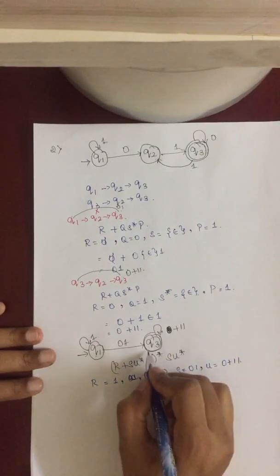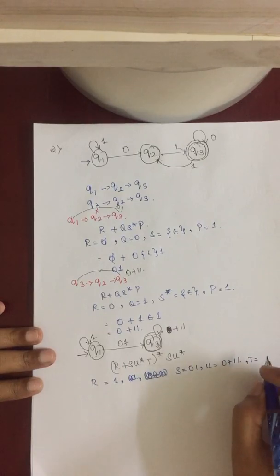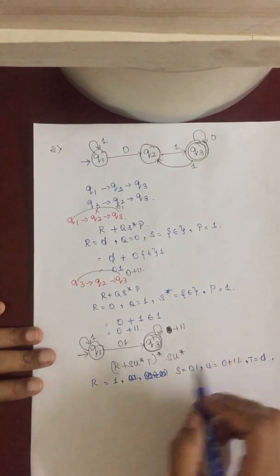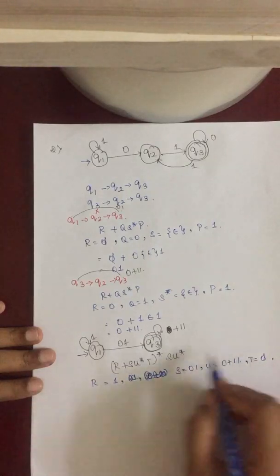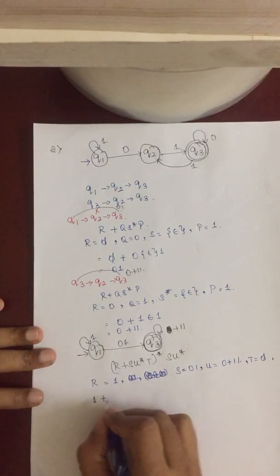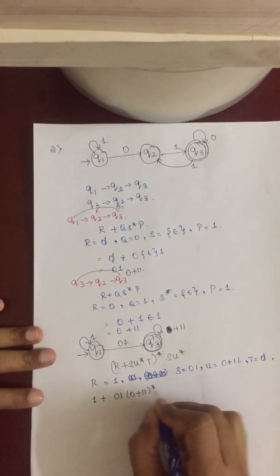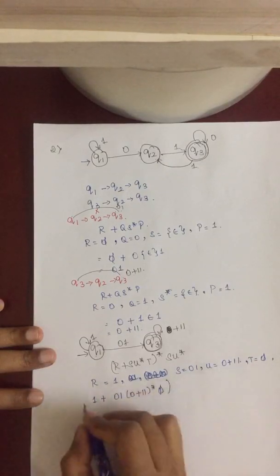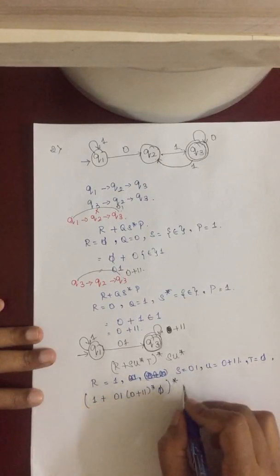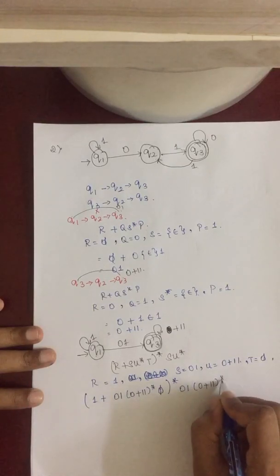And again T value is the connection from final to initial, there is none, so T value is going to be null. Now you apply all these expressions in this formula. R is 1 plus S value 0 1 and U is 0 or 1 1 the whole star and T is null, the whole star. Then S U star, S value is again 0 1, U is 0 or 1 1 the whole star.